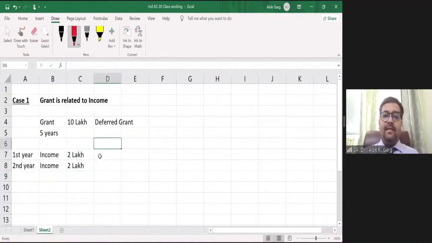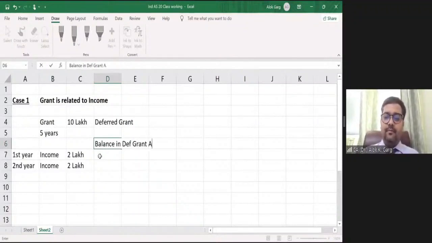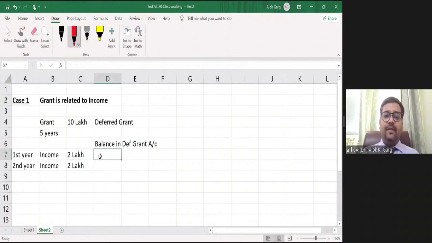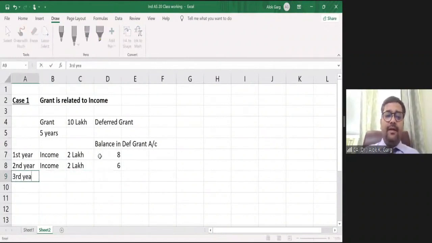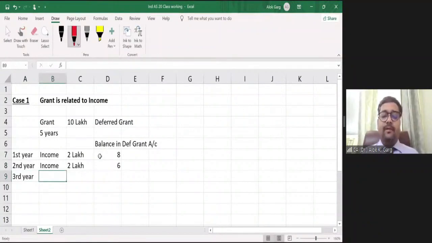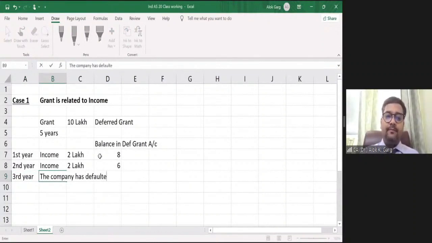And the balance in the deferred grant account is, at the end of the first year, 8 lakh, at the end of the second year, 6 lakh. At the end of the third year, the company has defaulted in compliance and the entire grant is refundable.